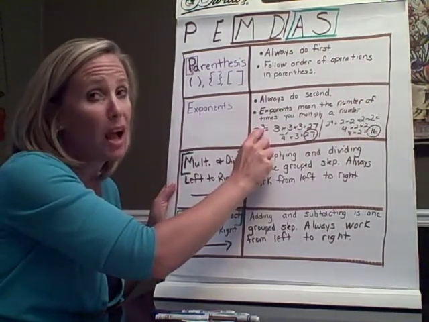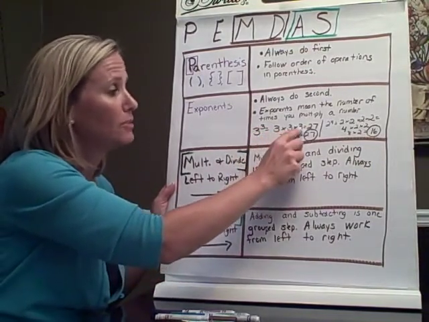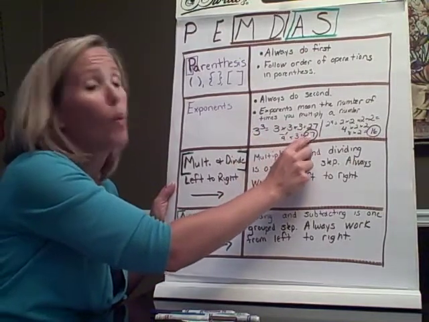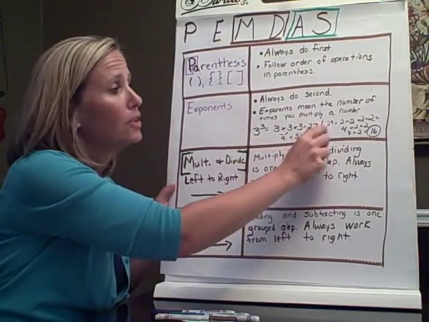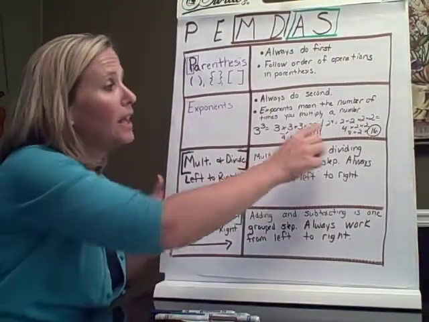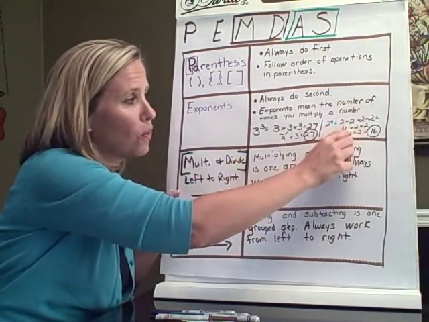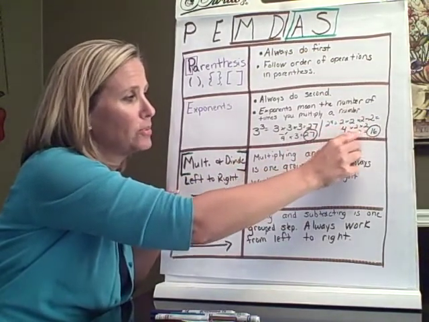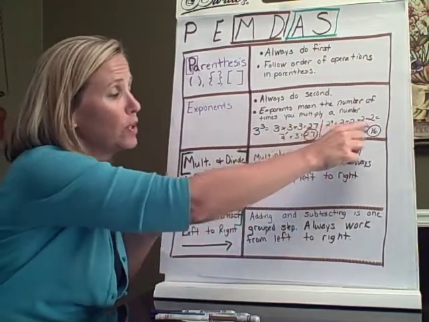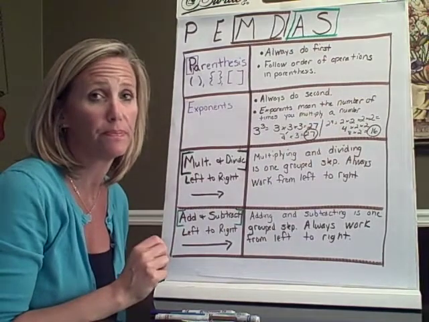So 3 cubed does not mean 9. It does not mean 3 times 3. It means 3 times 3 times 3. I have 3 3s, which is 9 times 3, which is 27. 2 to the 4th does not mean 2 times 4. It is not 8. It means 2 times 2 times 2 times 2, or 4 times 2 times 2, or 8 times 2, or 16. Remember, your base number is what you multiply, and your exponent is how many times you multiply it out.